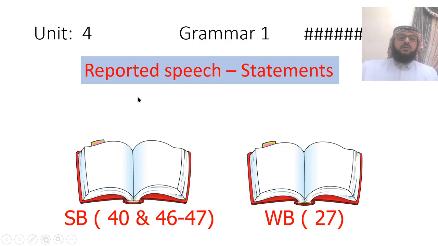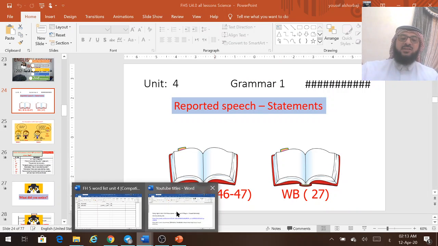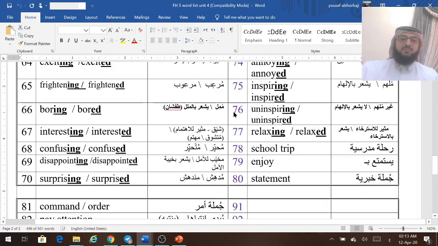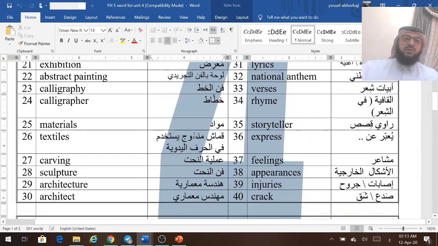Today we are going to talk about reported speech, especially the statements, reported statements. We are going to use the student's book, pages 40, 46, 47, and workbook page number 27. But before that, of course, we have some nice dictation to give for you. Of course, you know that before the dictation, we introduce next lesson's dictation.